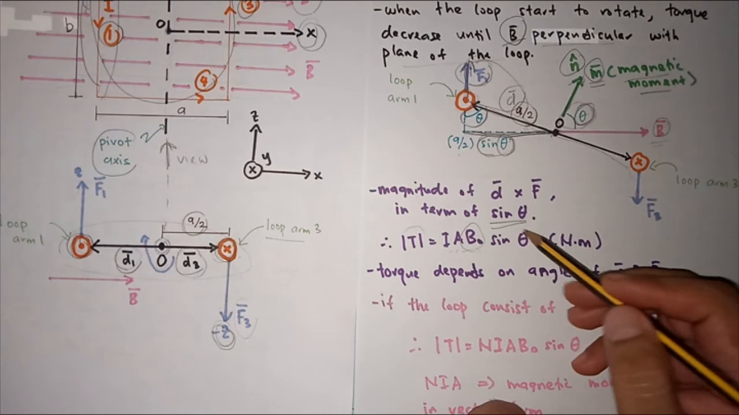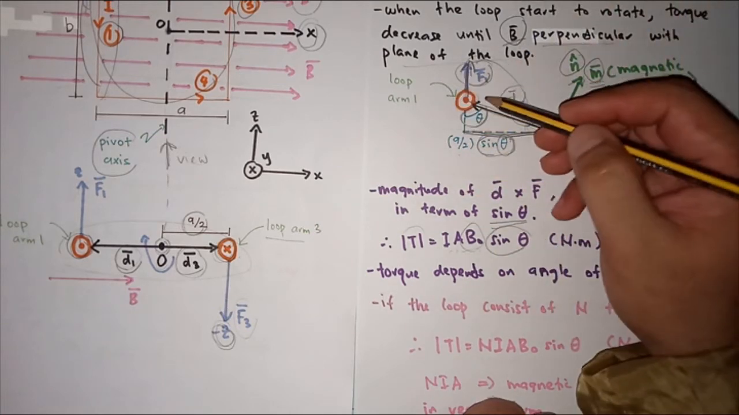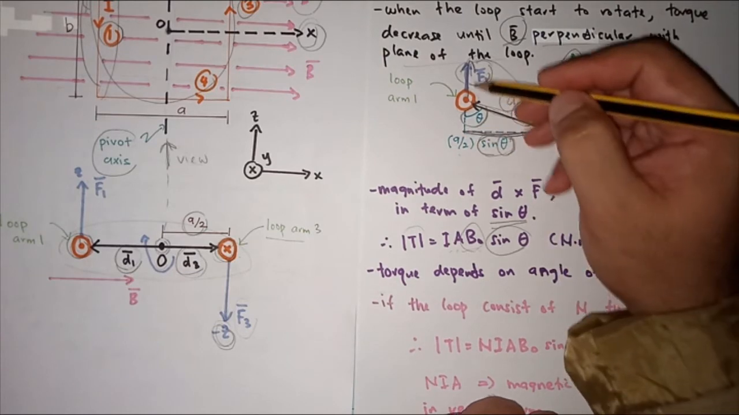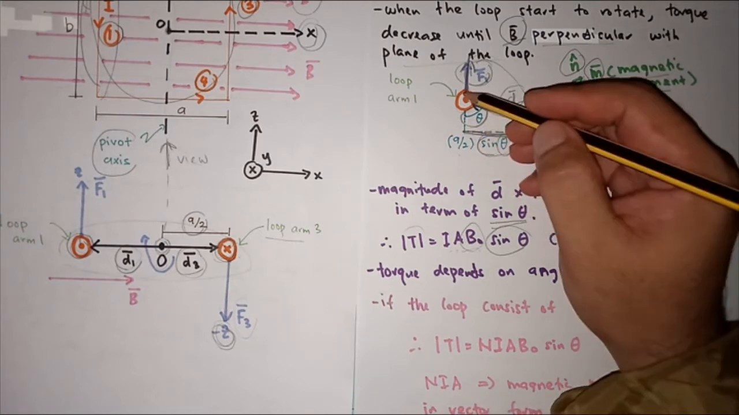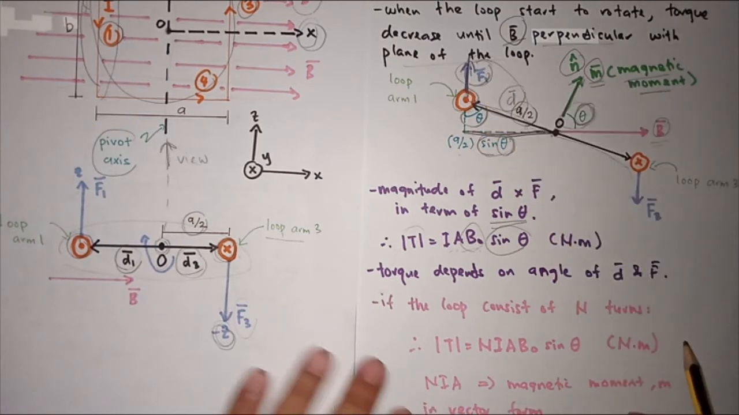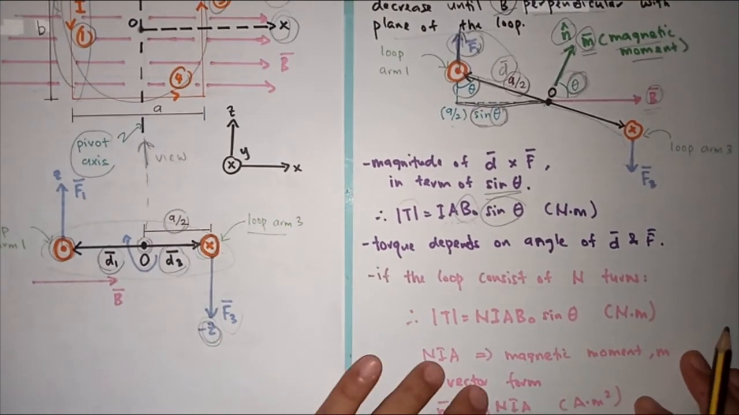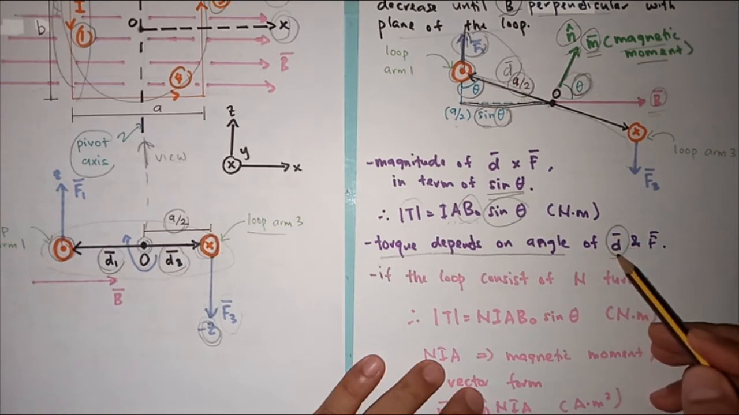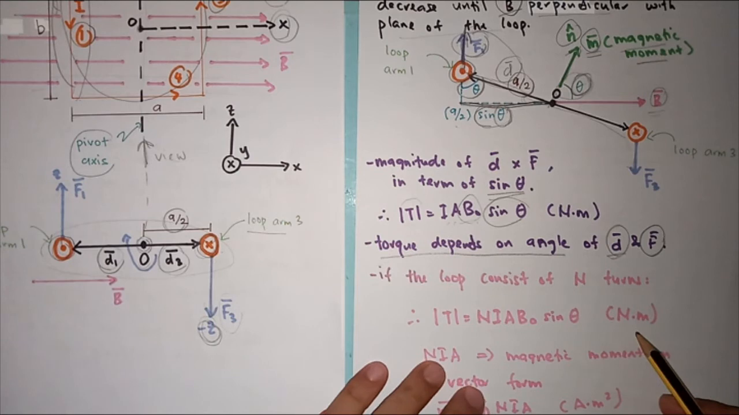And we add another factor, which is sine theta, which represents the angle between our moment arm vector and the force supplied in this particular arm. So we will see that the torque depends on the angle between vector D, which is our moment arm, and our force.